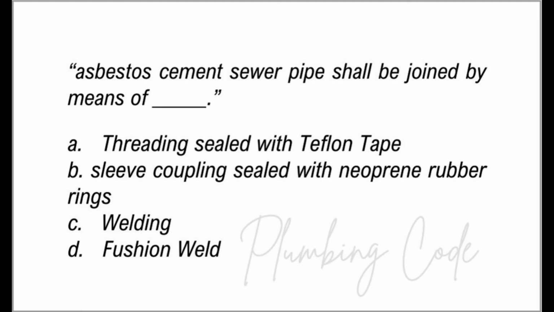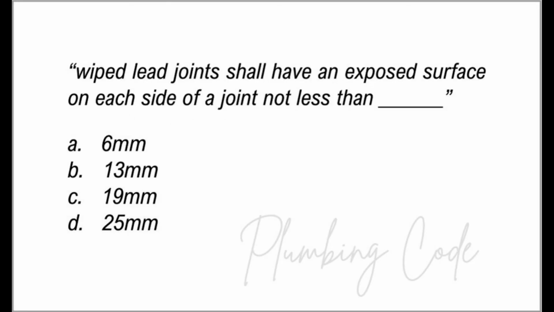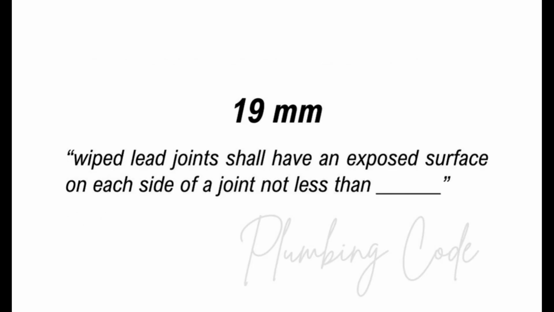Asbestos cement sewer pipe shall be joined by means of what? Threading sealed with Teflon tape. Sleeve coupling sealed with neoprene rubber rings. Welding or fusion weld. The answer? Sleeve coupling sealed with neoprene rubber rings. Wipe lead joints shall have an exposed surface on each side of a joint not less than what? 6 millimeters. 13 millimeters. 19 millimeters. 25 millimeters. The answer? 19 millimeters.